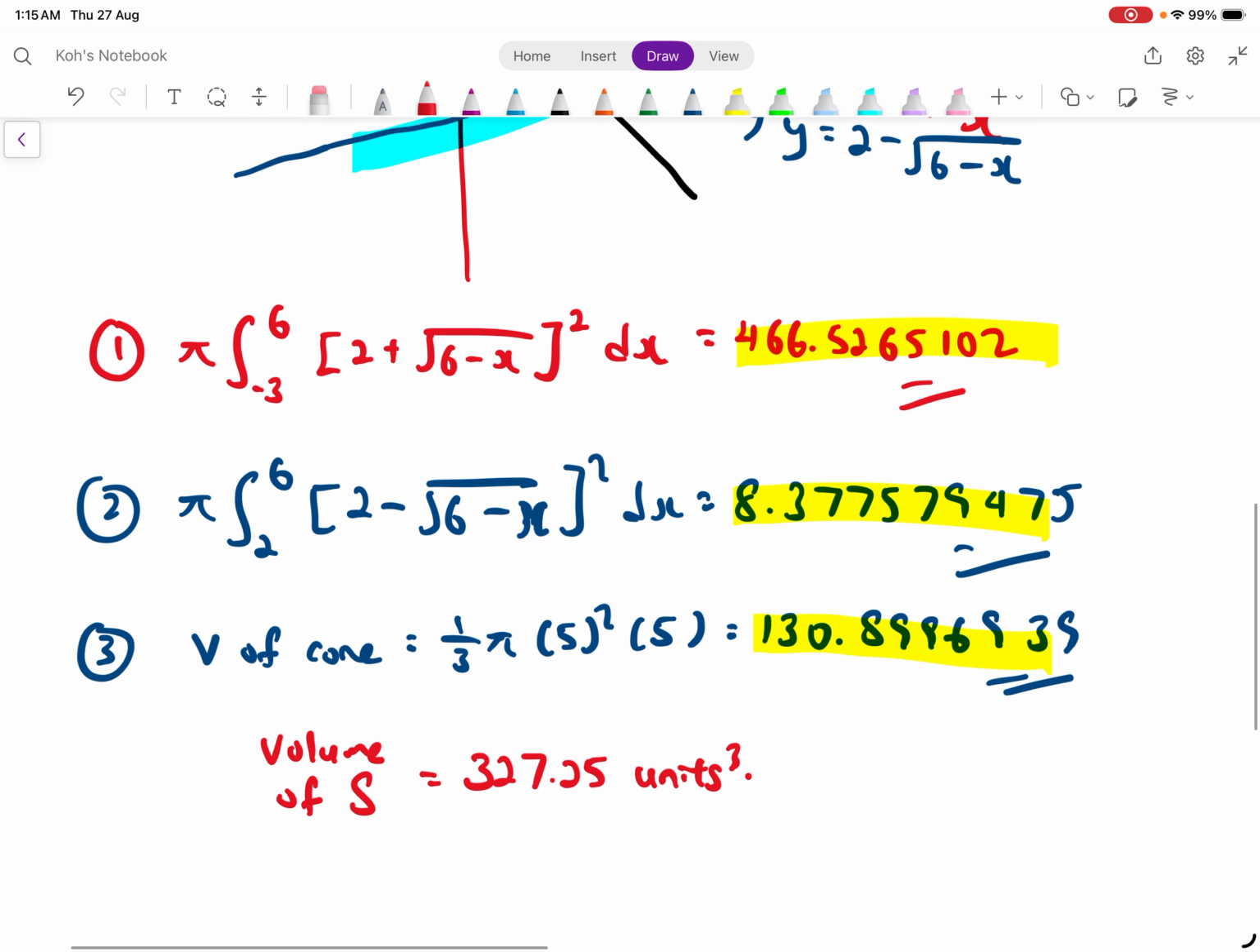For this one, the first one you put in the GC, the second one you also put in the GC. Then for the volume of the cone, you simply use the regular mensuration formula. That will give you the answer already.